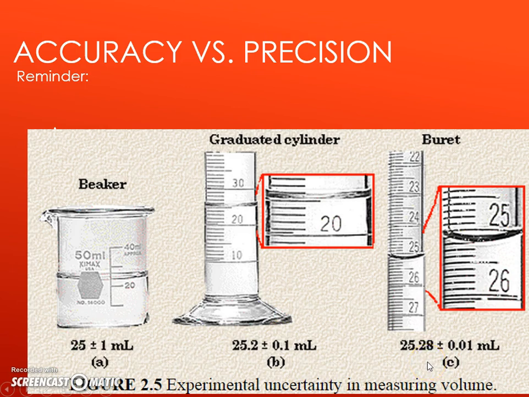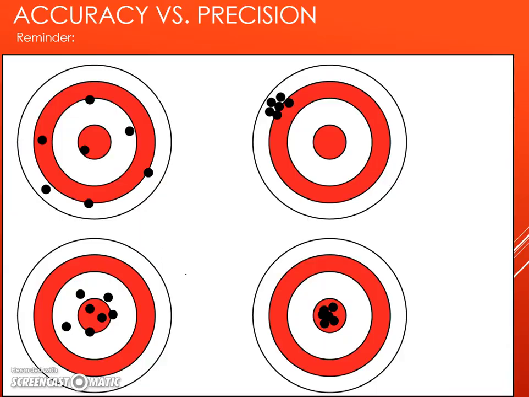So precision is repeated results, and also the highest amount of decimals, and accuracy is how close you are to the actual value. You can be precise and not be accurate, and you can be accurate and not precise. Here are some examples. I've got these targets here. The actual value, we would say, would be right in the middle.